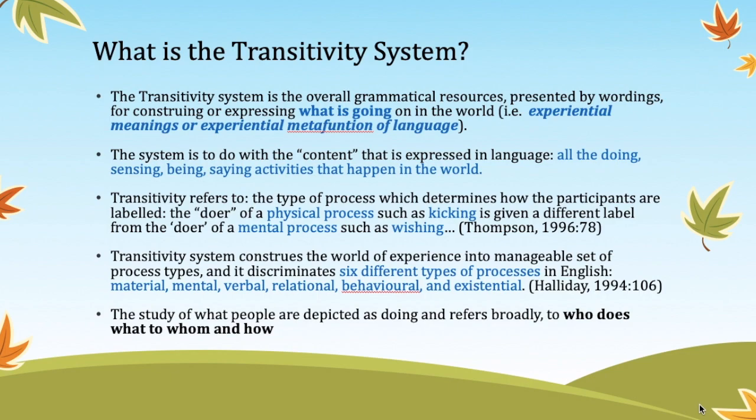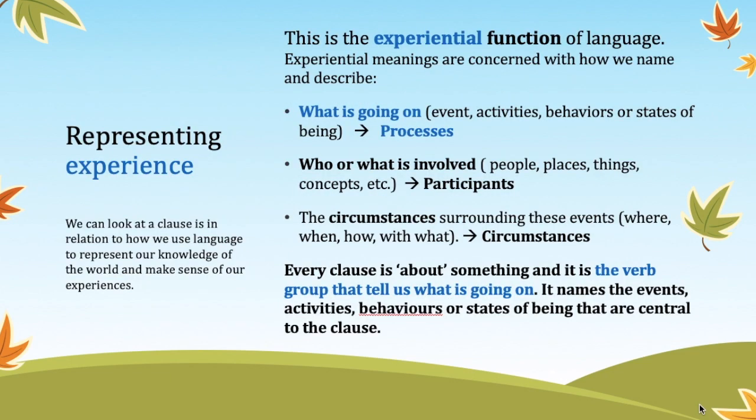Transitivity refers to the type of process which determines how the participants are labeled. The doer of a physical process such as kicking is given a different label from the doer of a mental process such as wishing. Transitivity system construes the world of experience into a manageable set of process types. It discriminates six different types of processes in English. They are material, mental, verbal, relational, behavioral, and existential.